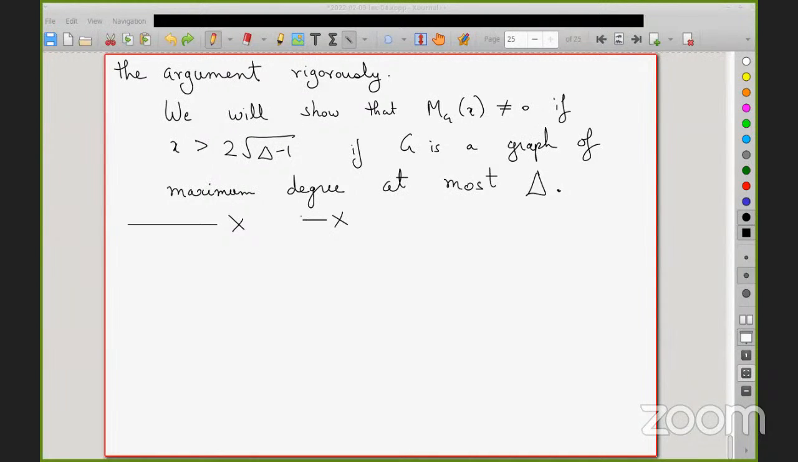Just 1 second. Yes, this is the proof of file only.